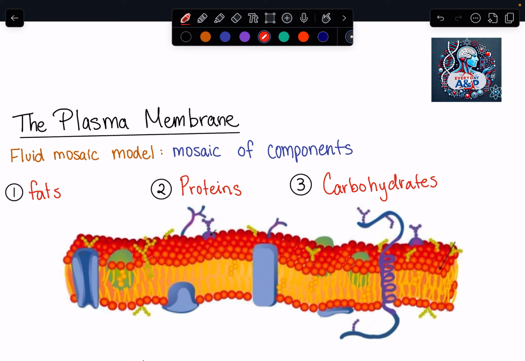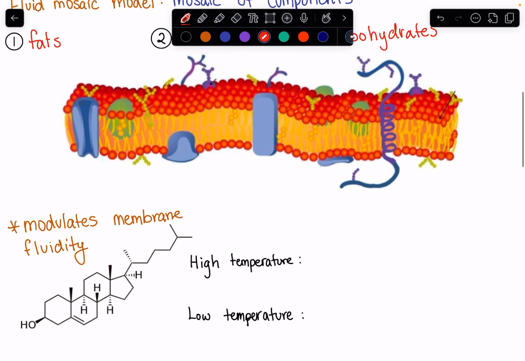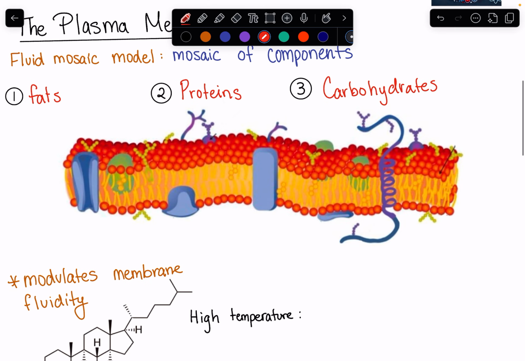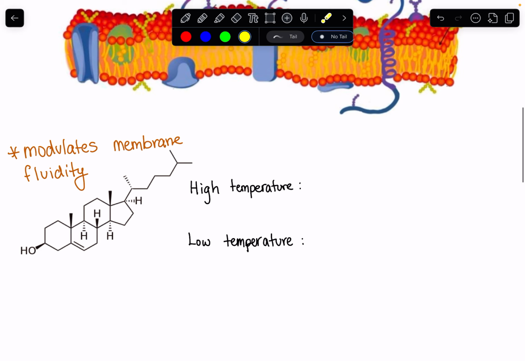As we get into it, we want to just cover a brief overview of the plasma membrane. In future videos, we're going to definitely go more in depth into the different functions and roles that the plasma membrane plays in terms of daily function. So I wanted to talk about cholesterol first and foremost. We talked about fats, which is a component of the fluid mosaic model. Cholesterol is a pretty large component of the fats in the plasma membrane, and what it does is it modulates this membrane fluidity.